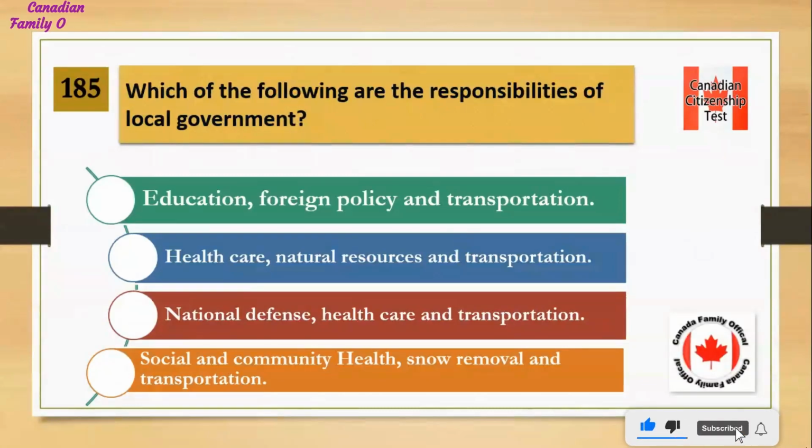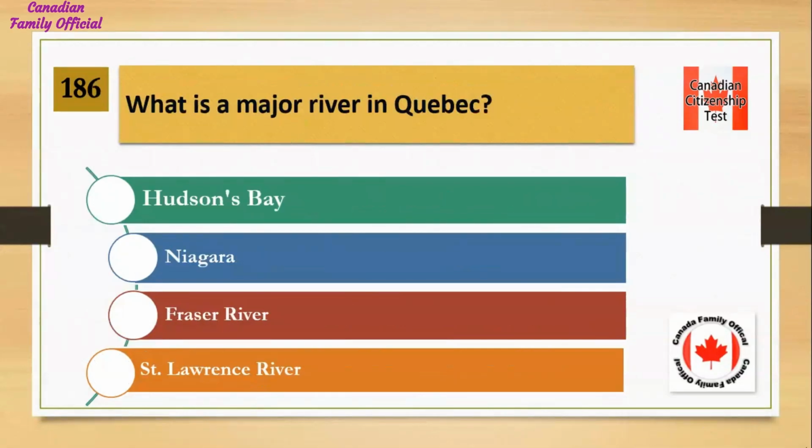Number 4, social and community health, snow removal and transportation. And the answer is social and community health, snow removal and transportation.